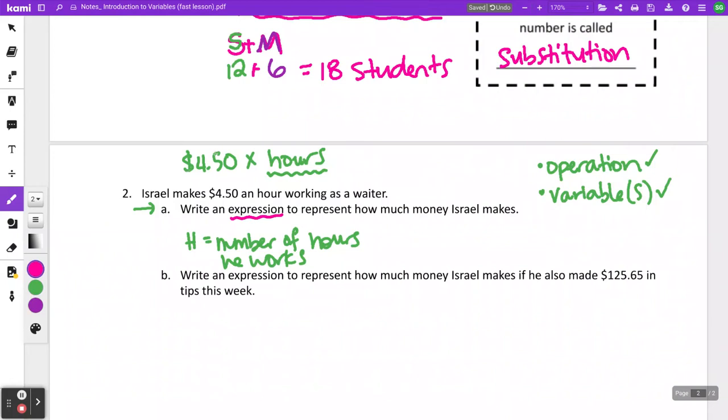Our expression is similar to what we have here at the top. I'm going to take my 4.50. The only thing I'm changing is I'm not putting a dollar sign in it. Usually we don't have dollar signs or words in our expressions. I'm going to take my 4.50 and multiply it by my variable H, which represents the number of hours. So we get 4.50 times H. Now, this is a good answer. However, it's not going to be my final answer.